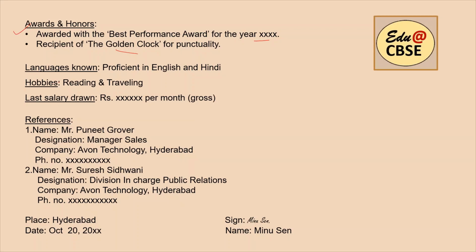Then comes languages known, proficient in English and Hindi. Now since the person is working in Hyderabad and is applying for a job vacancy in Nasik, that language thing can be a problem. So write down the languages known. So proficient in English and Hindi. Then hobbies, reading and traveling, any hobby you can write. Then last, salary drawn. Now this you can write, you may not write, that is your choice.